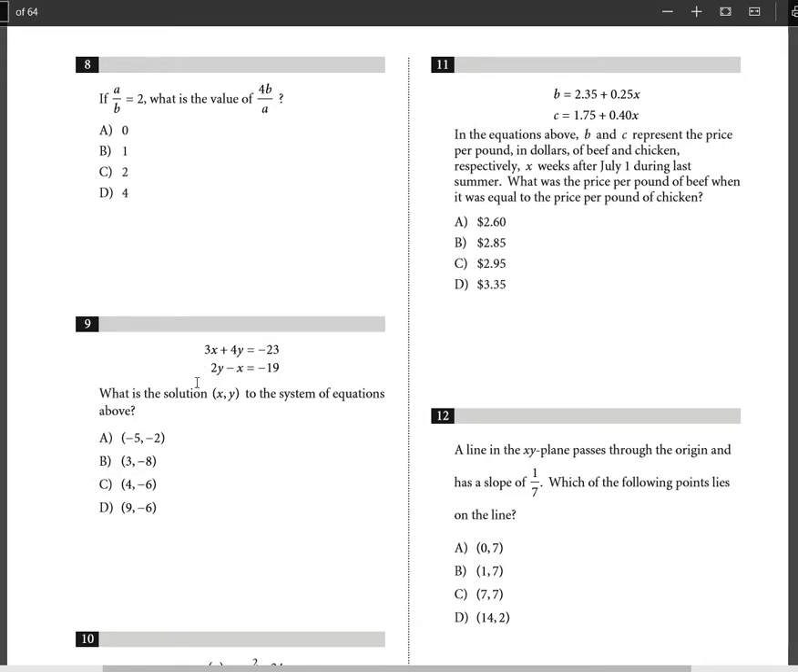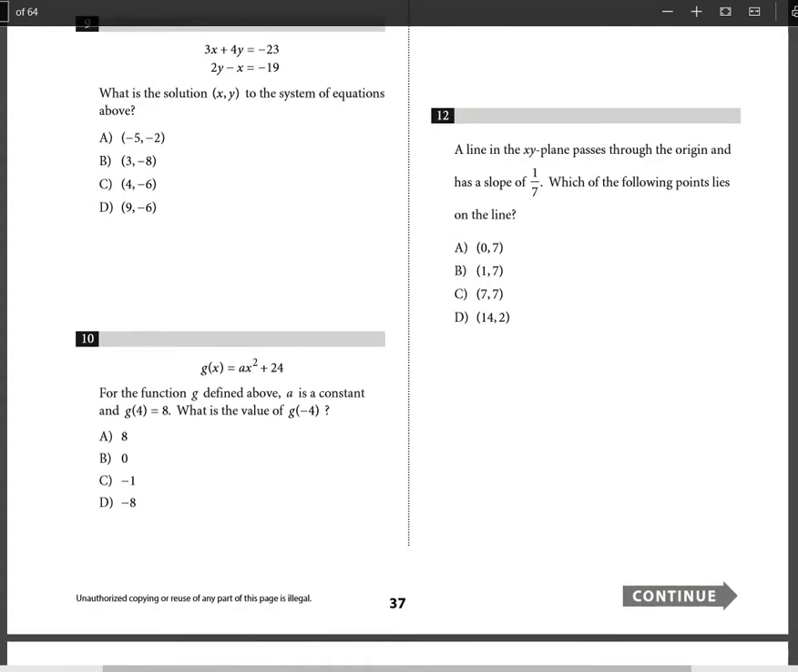Okay, moving on to number 10. G of x. So one thing to know, g of x is the same thing as saying y. F of x, b of x, whatever of x, they all represent y. So when they tell us right here that g of 4 is equal to 8, what they're saying is when x is equal to 4, y is equal to 8. These are paired. Also, we know that a is a constant, but we do not know the value, and they ask for the value of g of negative 4.